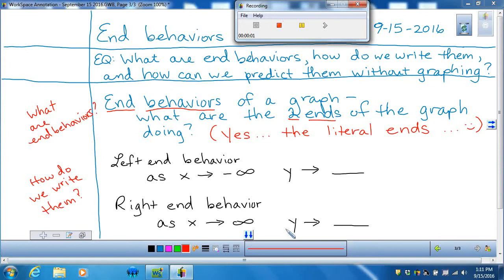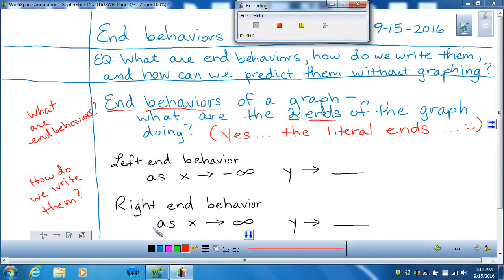So the first thing we start with is end behaviors of a graph. What are the two ends of the graph doing? That is exactly what we want to know. So look at the two ends of the graph. Where are they going? That's what you're trying to answer.